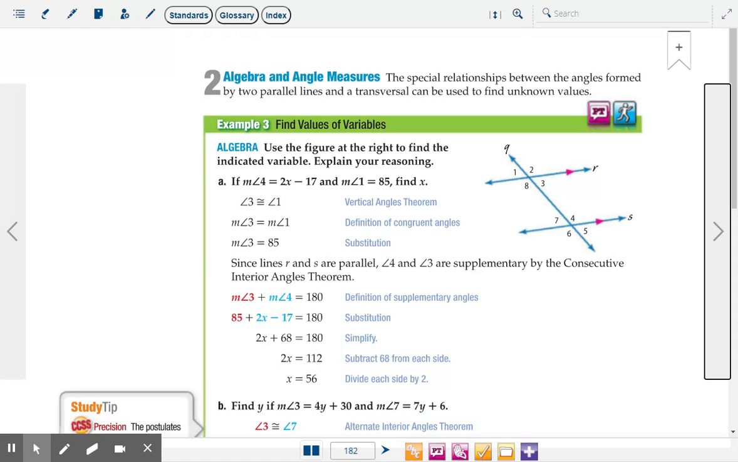But I do know this. 1 and 3 are congruent because they're vertical. 3 and 4 are consecutive interiors. 3 and 4 are supplementary. So 3 has the same measure as 1. So 3 is 85. Together they add up to 180. So that means 4 must be 95. So this 2x minus 17 equals 95. And now I use my algebra to find x.